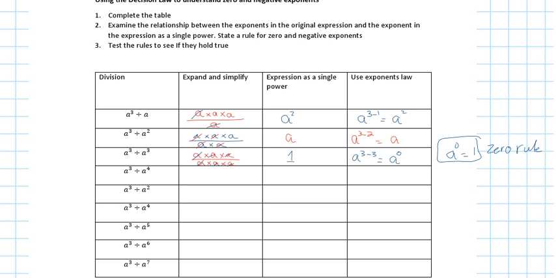Now, a cubed divided by a to the power of 4. So a times a times a divided by a times a times a times a. If I do my simplification, what do I have?